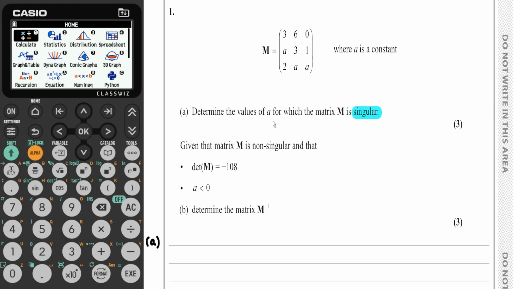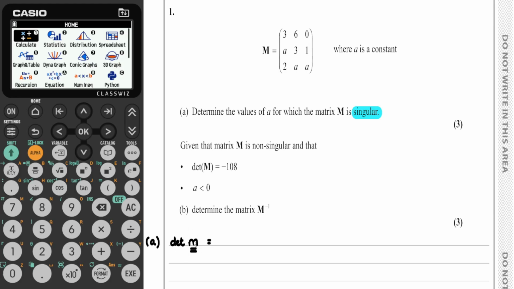For us to determine the values of a for which the matrix M is singular, we need to begin by finding the determinant of M. Once we have found the determinant of M, we can set that equal to 0 because the matrix would be singular, and from that we can find the values of a.